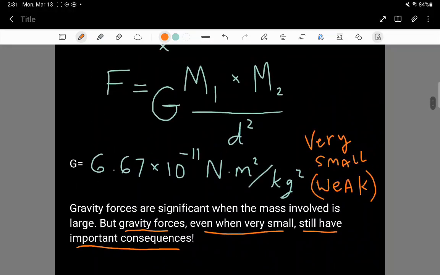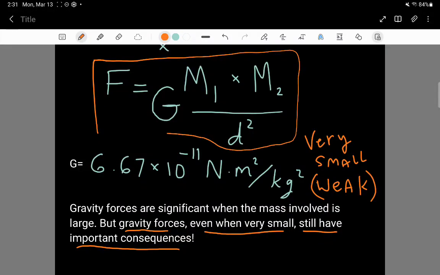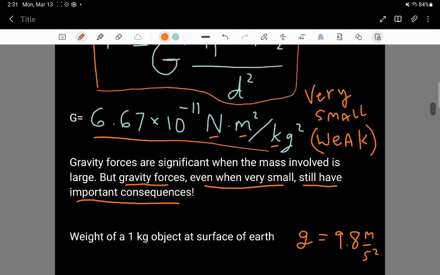So this is a quantitative rule. You can see that this is actually an equation, right? It's an equation with a constant, and that constant has a bunch of units in it, right? So this is very much a physics equation that you can calculate with. All right. So here, gravity forces are significant when the mass involved, or one of the masses at least involved, is large. For example, say the mass of the Earth or the mass of the Sun. But gravity forces, even when very small, still have important consequences.